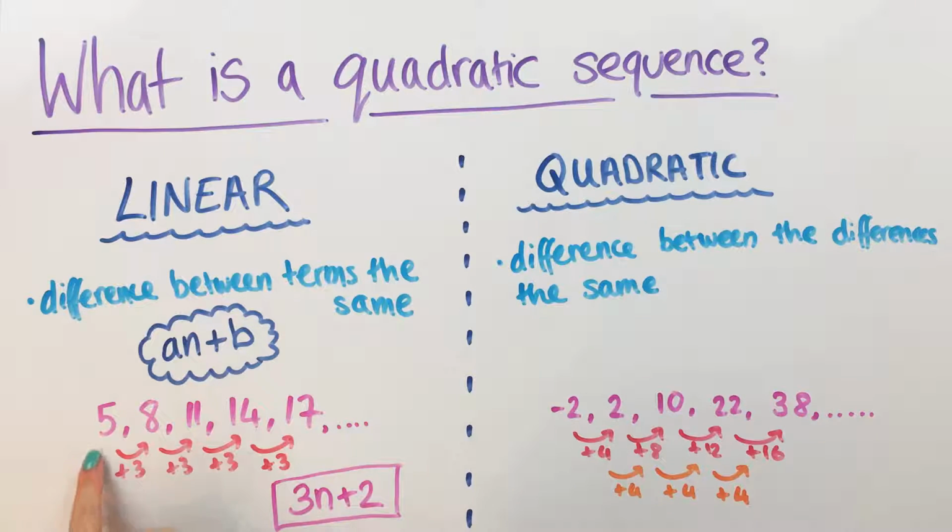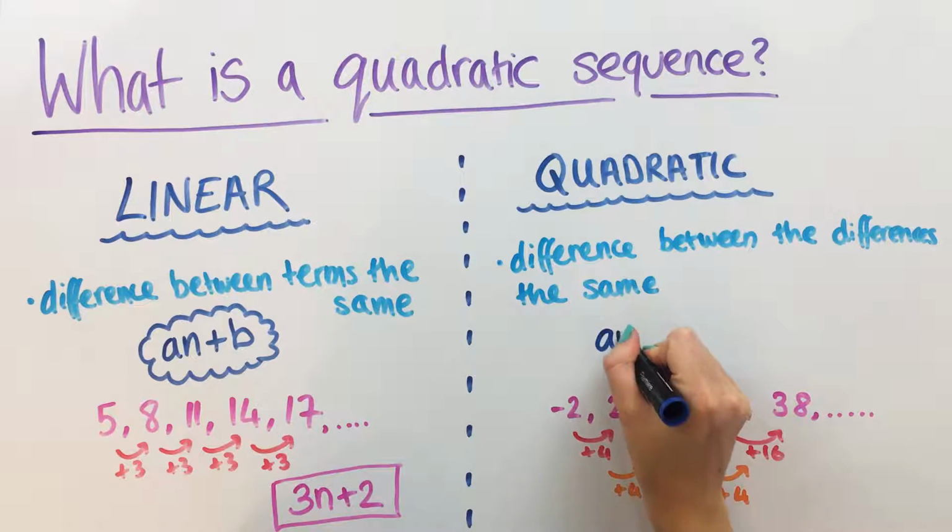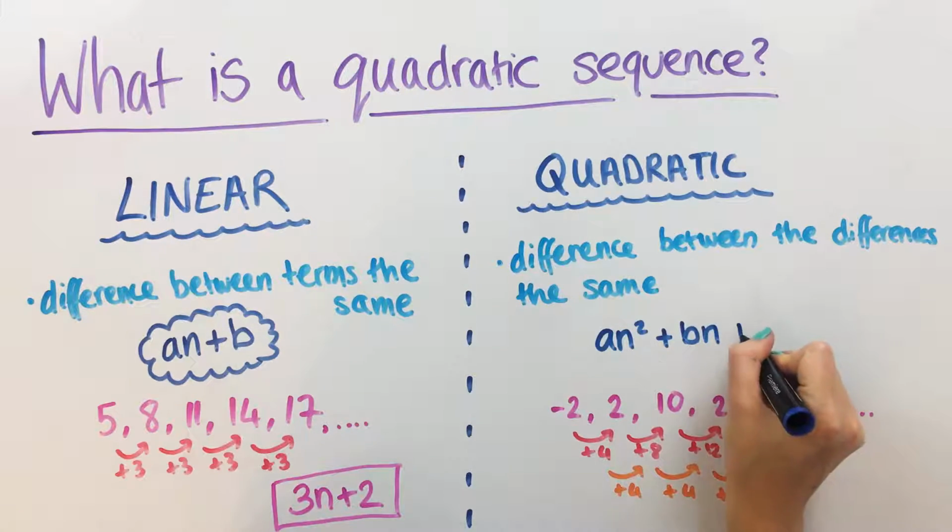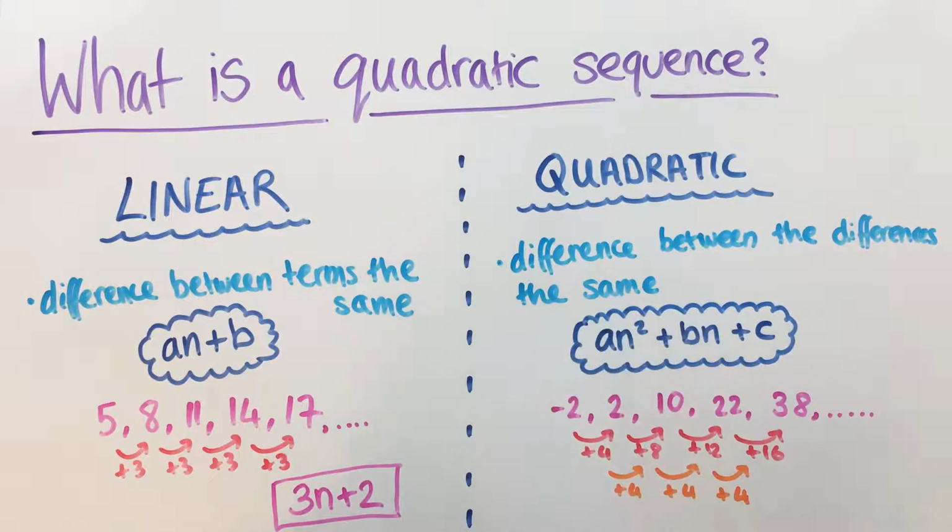For instance, the first term, where n equals 1, you calculate by doing 3 times 1, which is 3, plus 2, which is 5. Likewise, the fourth term would be given by doing 3 times 4, which is 12, plus 2, which is 14. And using this, you can calculate any term, the 50th term, the 100th term, whichever term you like. The nth term of a quadratic sequence, however, looks like an squared plus bn plus c, where a, b, and c are numbers.